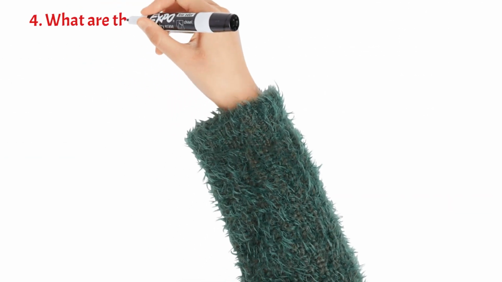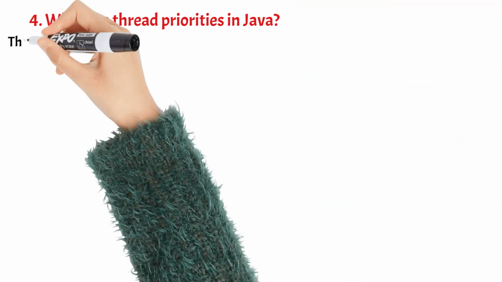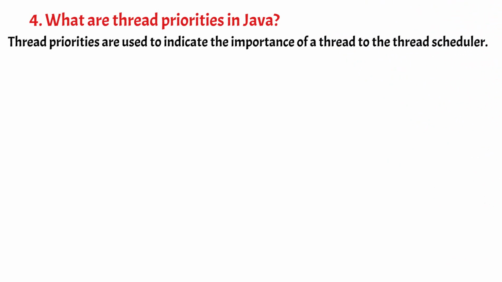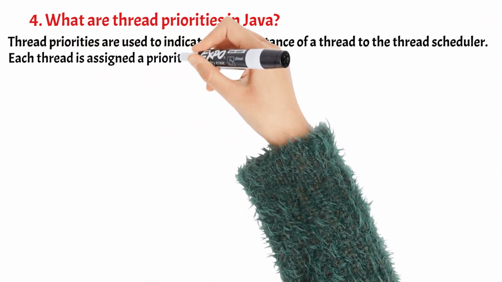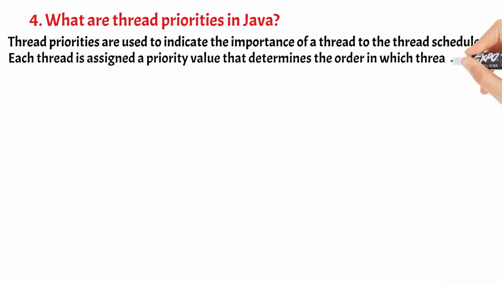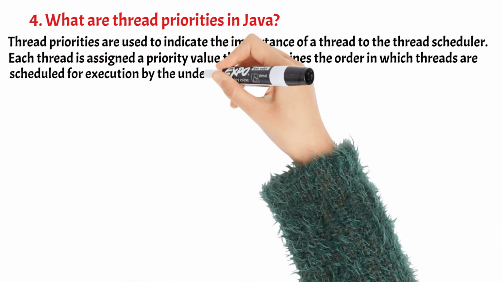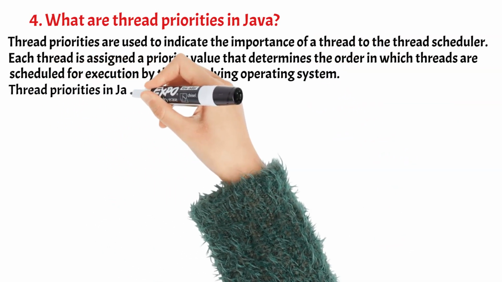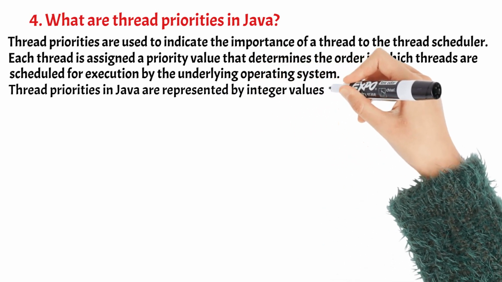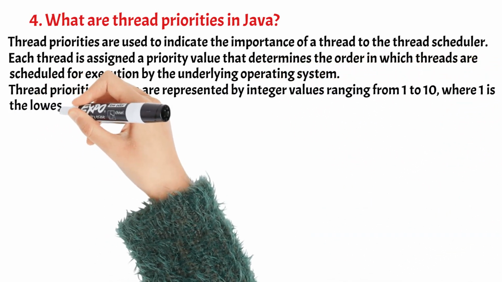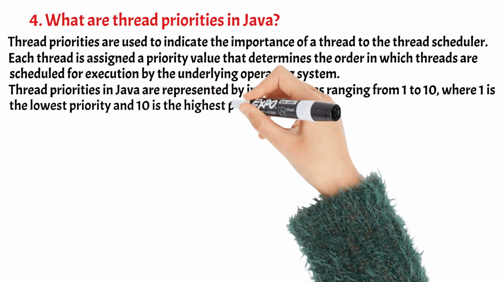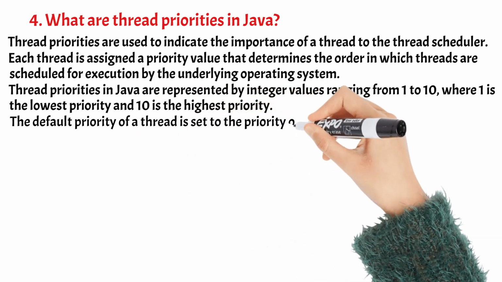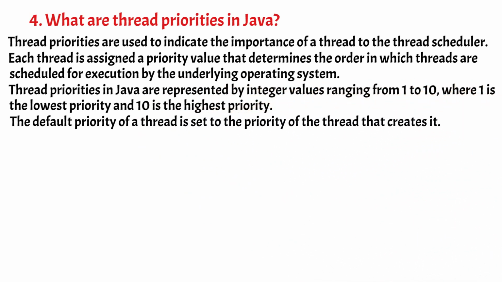4. What are thread priorities in Java? Thread priorities are used to indicate the importance of a thread to the thread scheduler. Each thread is assigned a priority value that determines the order in which threads are scheduled for execution by the underlying operating system. Thread priorities in Java are represented by integer values ranging from 1 to 10, where 1 is the lowest priority and 10 is the highest priority. The default priority of a thread is set to the priority of the thread that creates it.